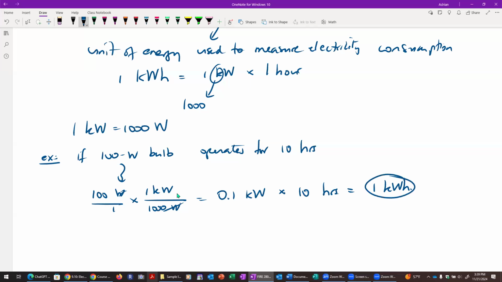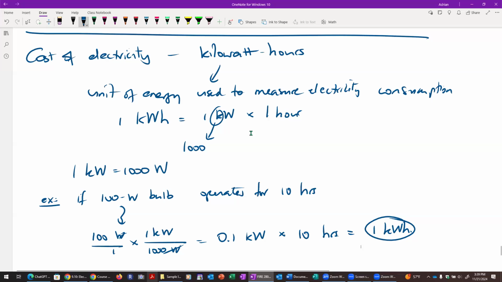So, you think about how long you leave your light bulbs on at home, maybe from the time you go home to the time you go to bed, maybe 4 or 5 hours, probably, I don't know, maybe up to 8. But that's how much energy you're using. And obviously that's going to cost differently depending on the time of day or the part of the country that you're in, for instance. We can use that simple relationship to determine that unit of energy in kilowatt hours.